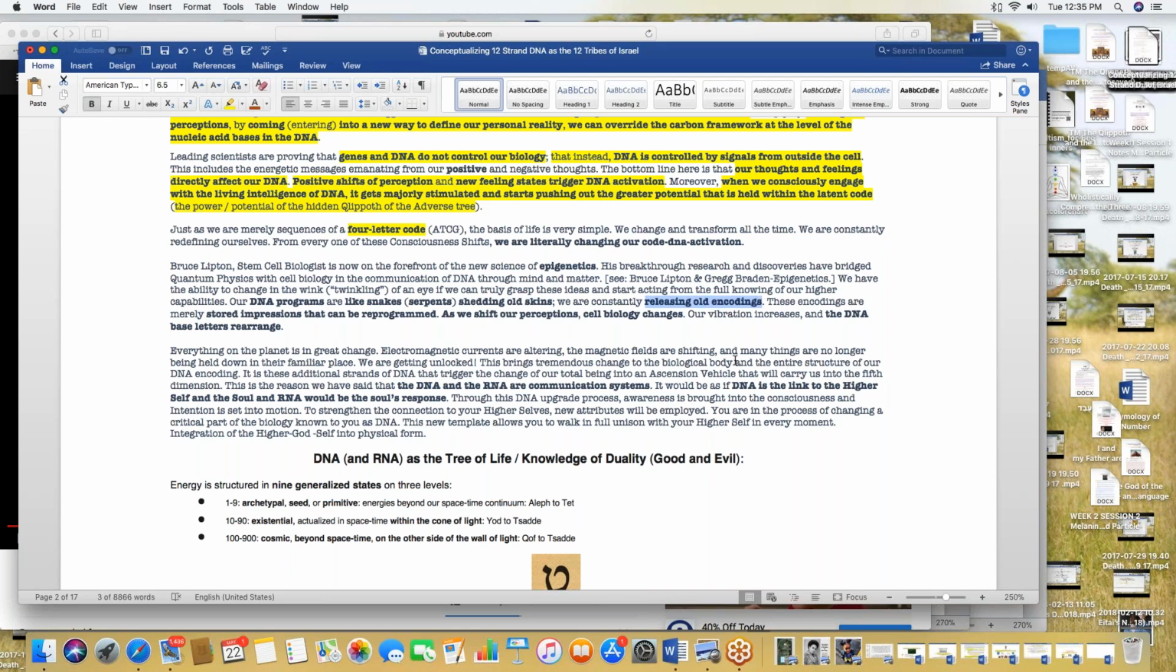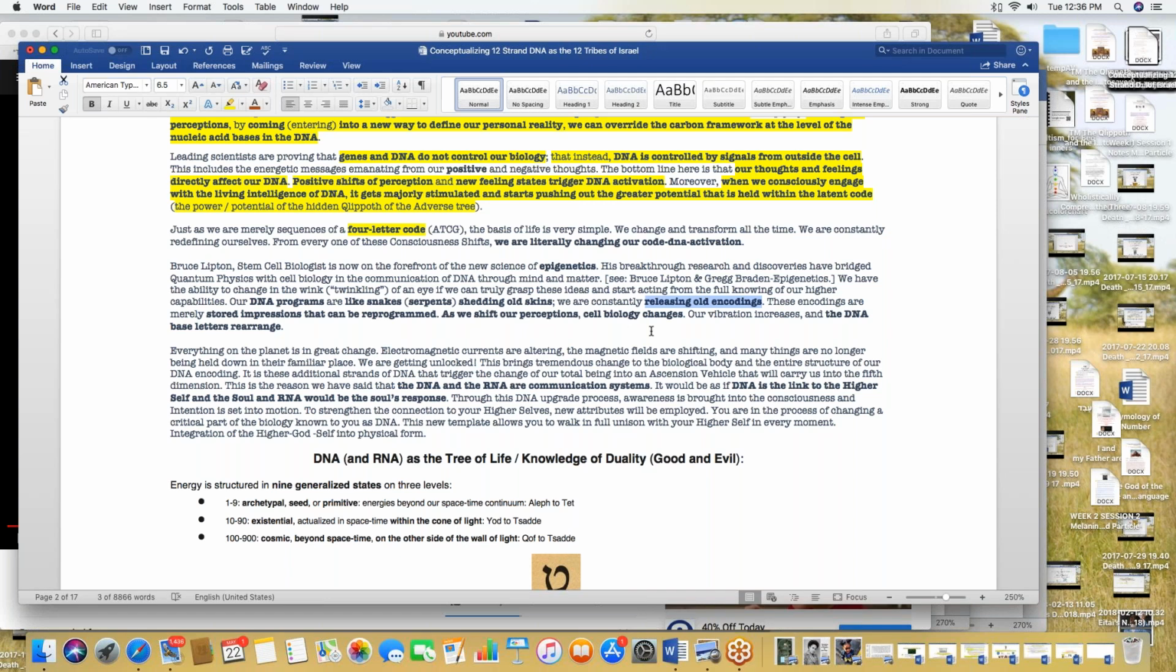That's why Amari was like, we got to release all of that, like he was talking about. Everything has been reversed. So we got to redefine it. These encodings are merely stored impressions that can be reprogrammed. Is that what we're doing? Absolutely. Again, as we shift our perceptions, cell biology changes.